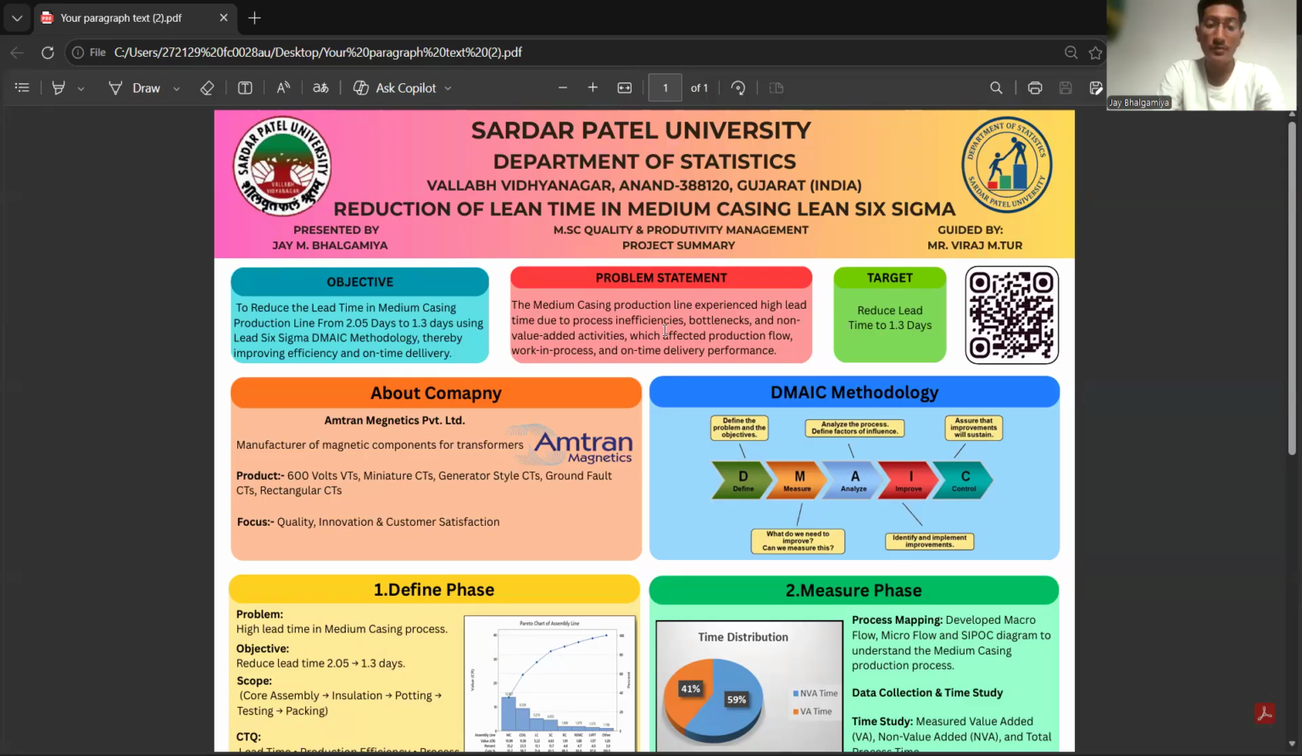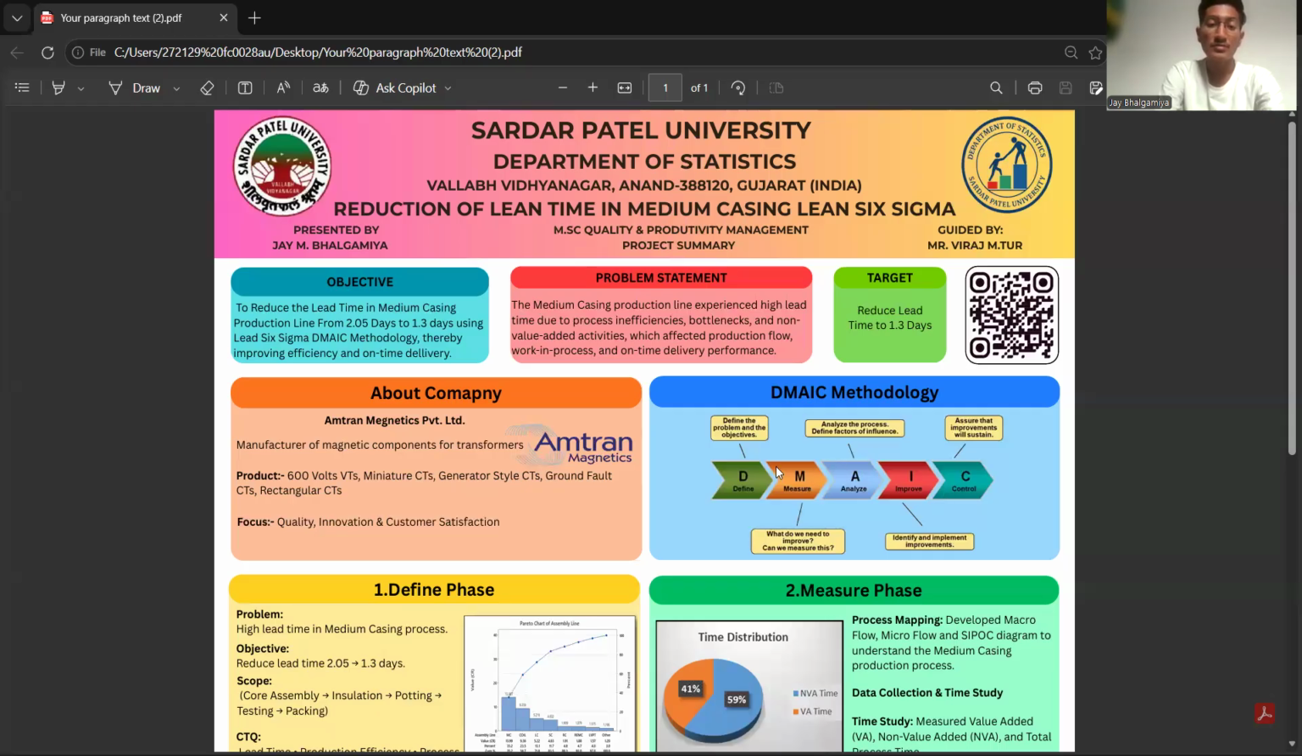The production line was facing high lead time, low process efficiency, bottlenecks, non-value-added activity, and delay. This caused delayed delivery and reduced efficiency. This overall project used the DMAIC methodology: define, measure, analysis, improve, and control.